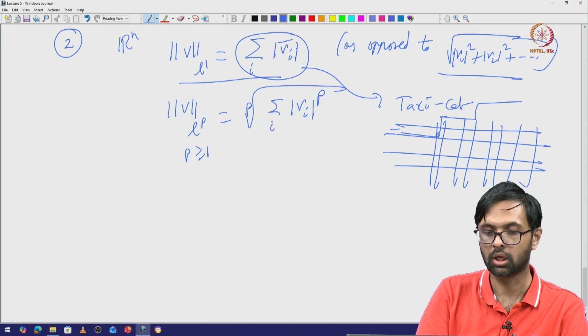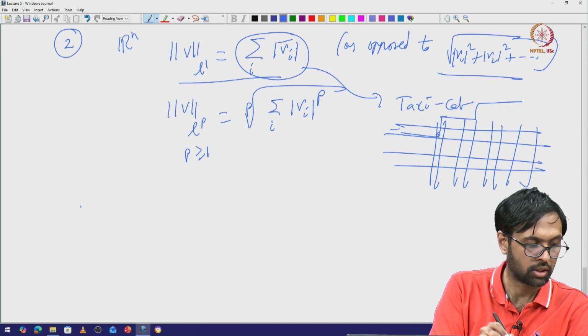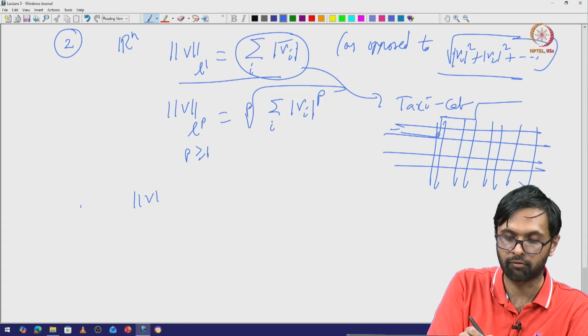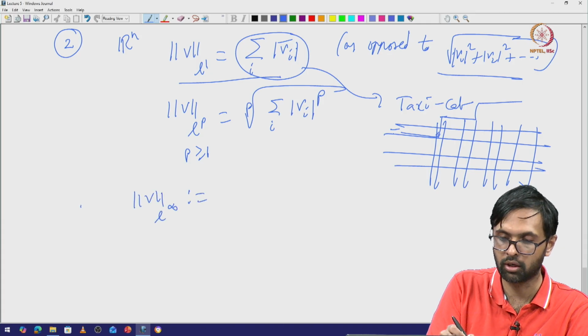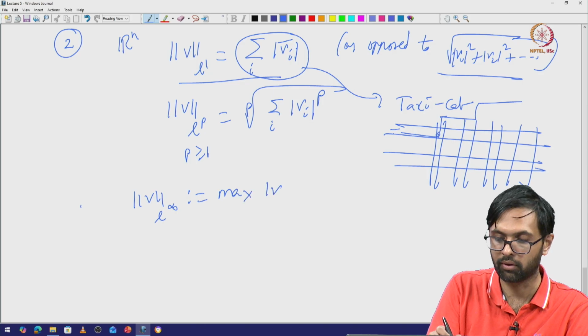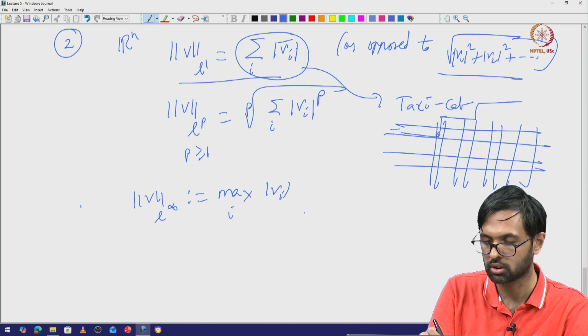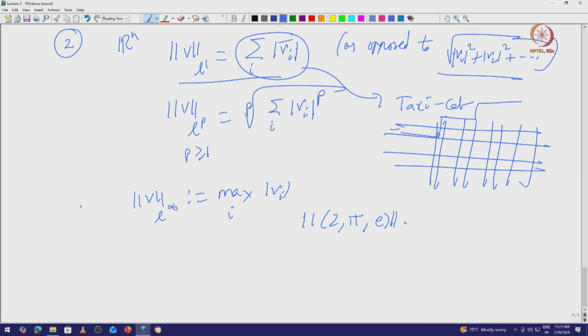Now you also have the L infinity norm, that's defined to be the maximum of mod Vi over all i. That is, for instance, the L infinity norm of, let's say, this vector is the maximum of the numbers, let's say, mod minus e, mod 2, mod pi, which is the maximum of the numbers 2, pi, and e, and this is pi, right?